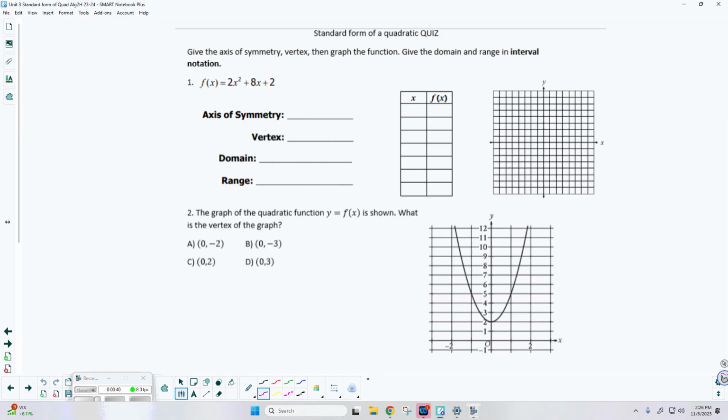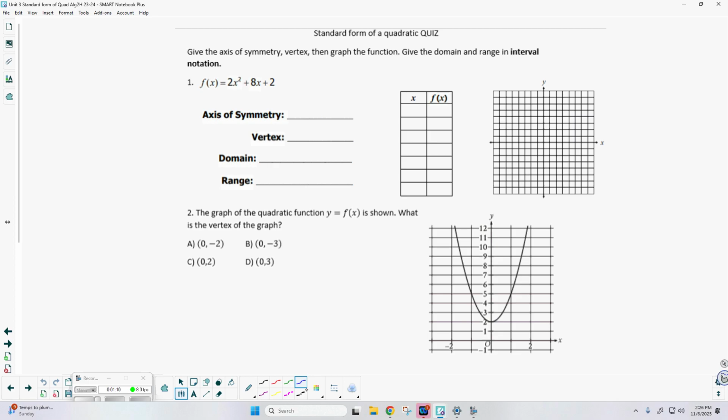All right, so here is the quiz from yesterday. Any questions? Number one? Okay, we'll do number one. For number one, give the axis of symmetry, vertex, and then graph the function. Give the domain and range in interval notation. A lot of people did, even if you didn't give that to me in interval notation, if it was correct, I still went ahead and accepted that.